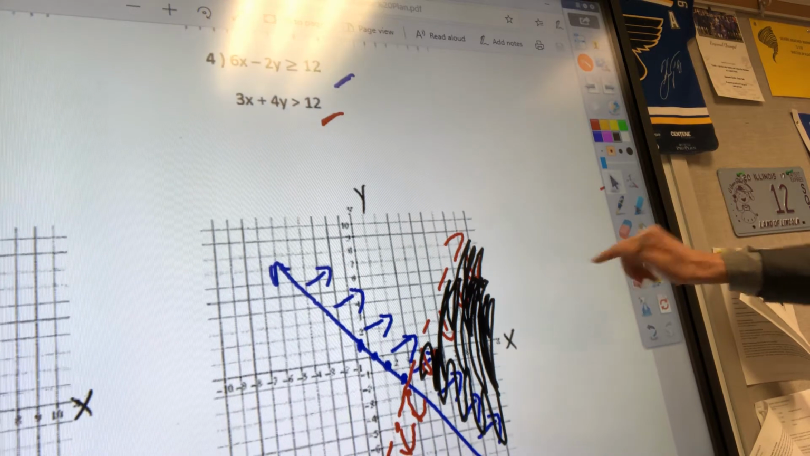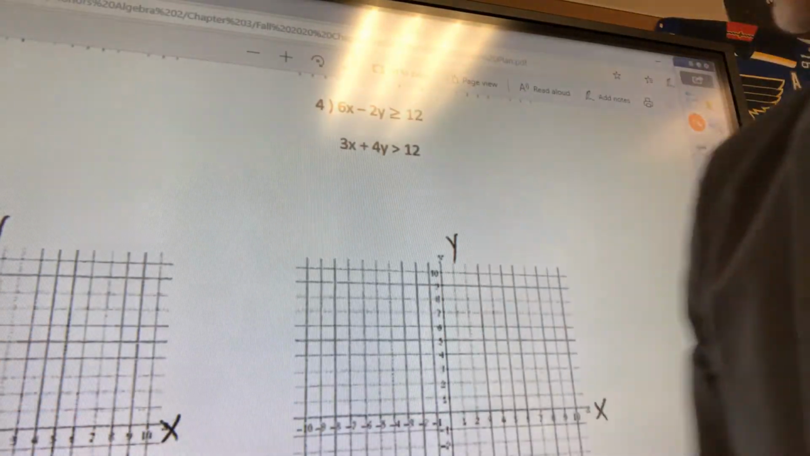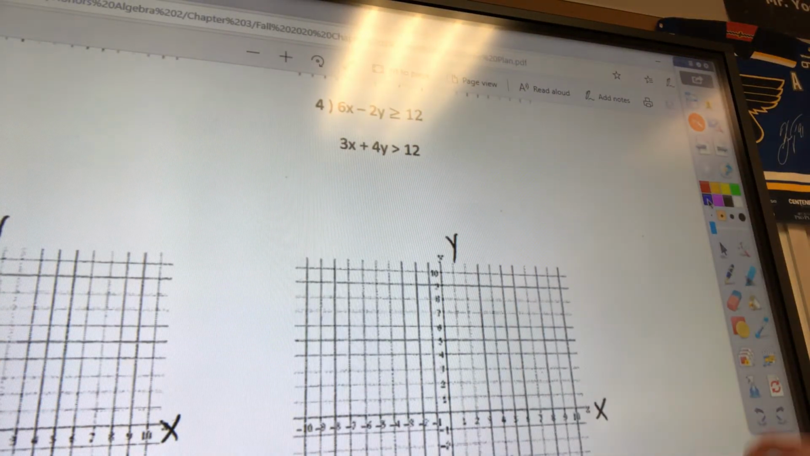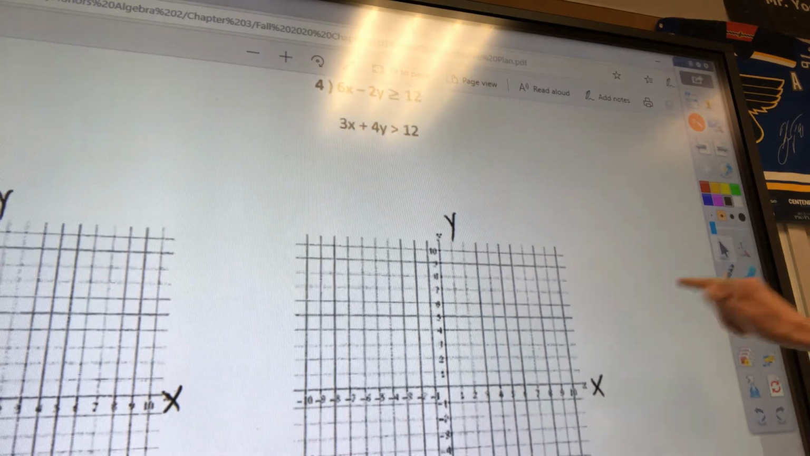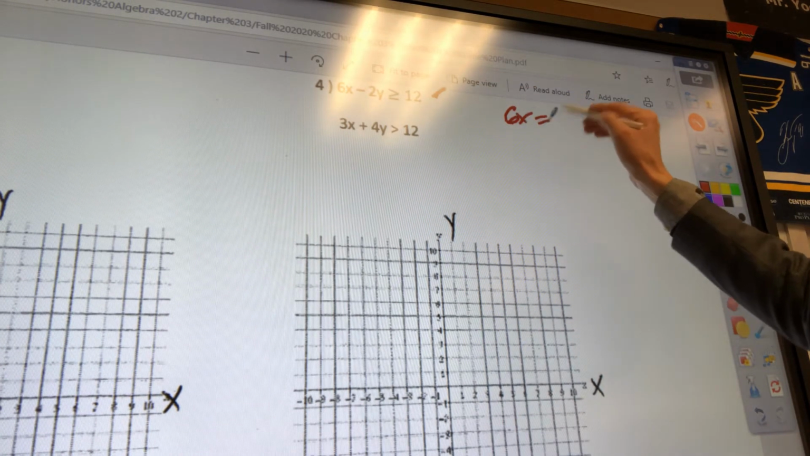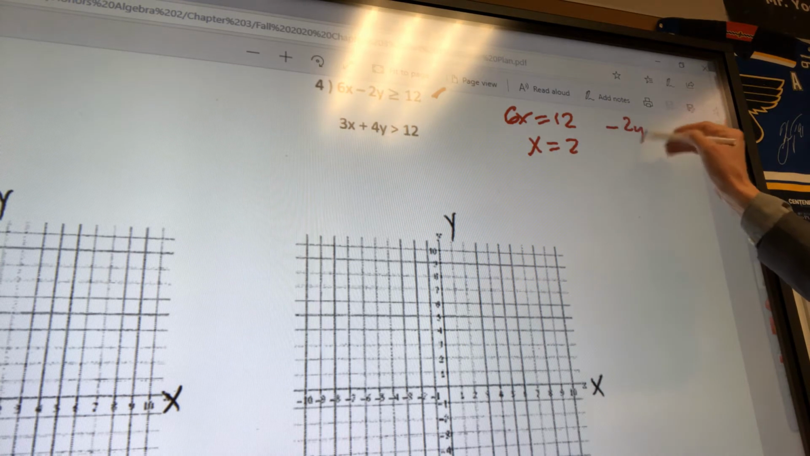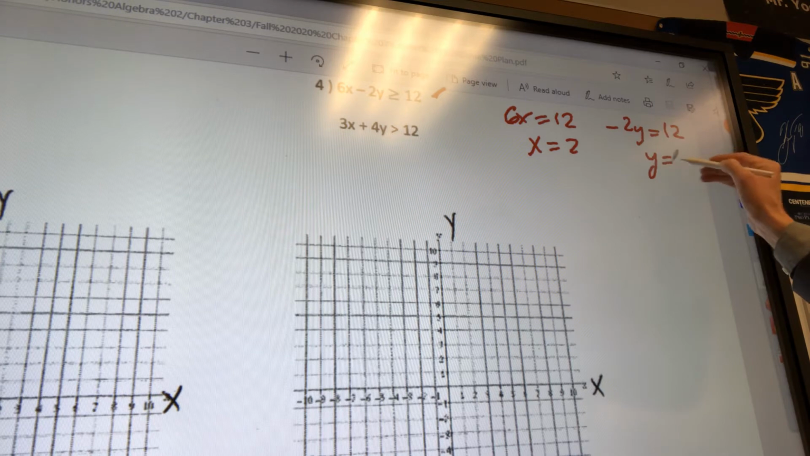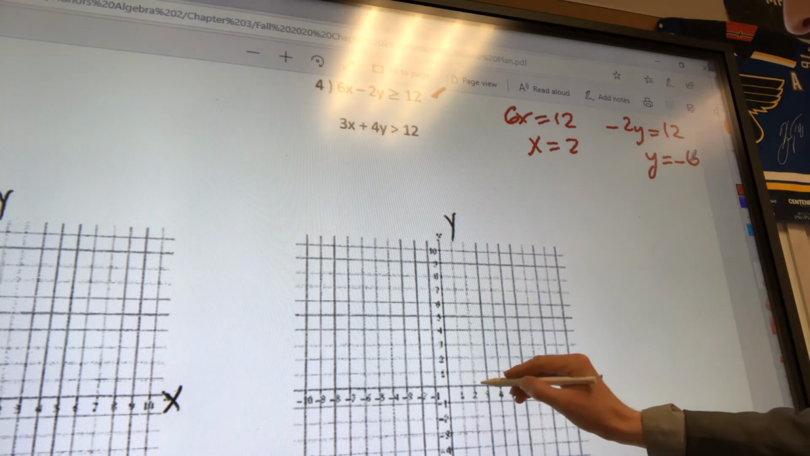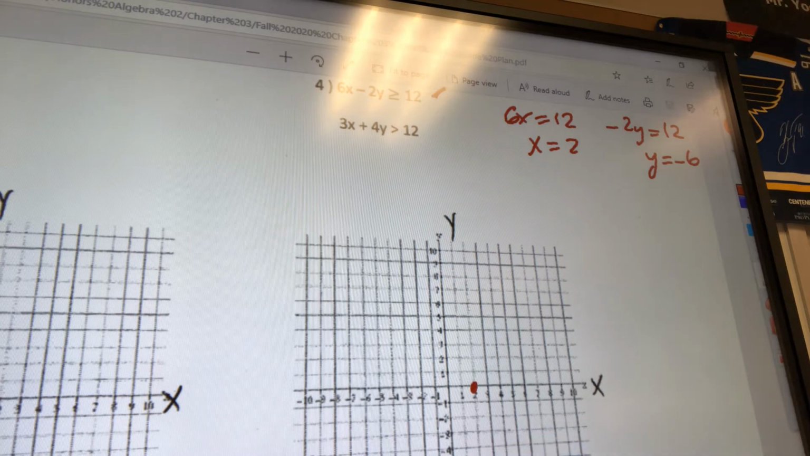And then how about one here like number 4 on this page? And then we'll mostly see everything. So it says 6x minus 2y greater than or equal to 12. We can do that one in red. 6x is equal to 12. x is 2. Negative 2y is equal to 12. y is negative 6. X-intercept 2, y-intercept is negative 6.